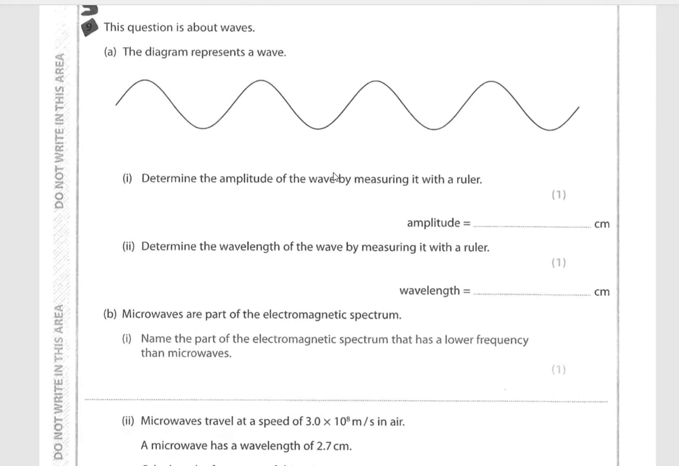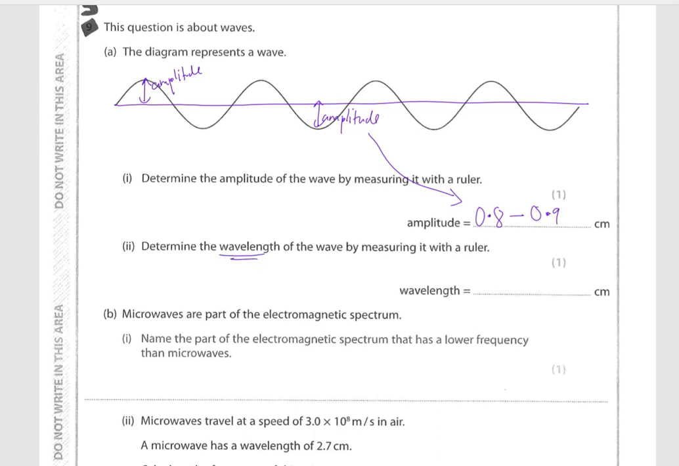Okay, waves. Now amplitude. We need to split the wave into two. Here we go. Amplitude is from here to here, so this is the amplitude, and this is also the amplitude here. This is what you need to measure. So there's a range, and the range would be 0.8 to 0.9. Good. Now the wavelength is from one peak to the next peak, so this is the wavelength.